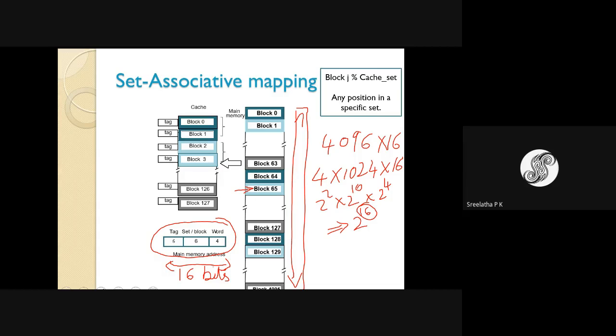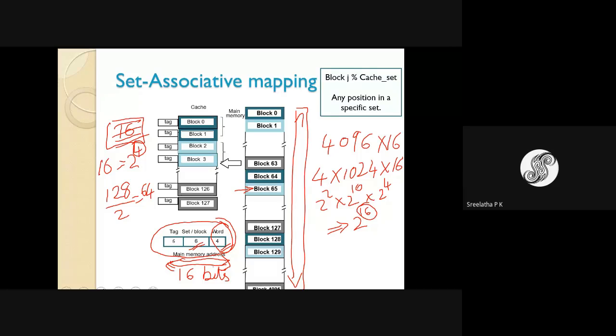Now, how the 16 bits are divided, coming to cache memory, what each represents, is what we are seeing here. The least significant 4 bits are for the word, as each block contains 16 words, which is 2 power 4. So word contains 4 bits. And how many sets are there? We had seen there are 128 blocks divided by 2, grouped into 2, that is 64 sets.